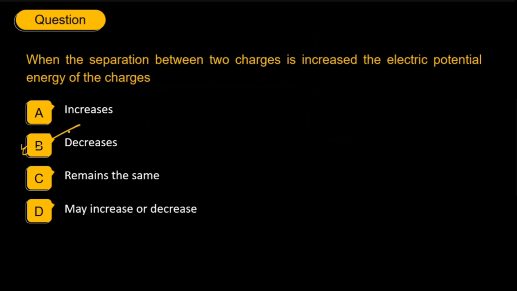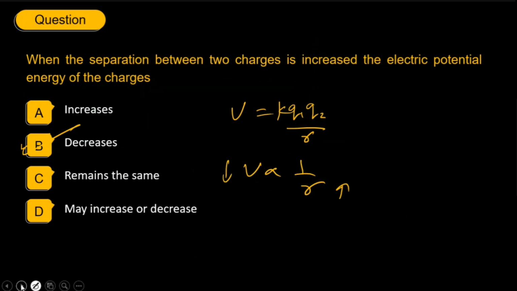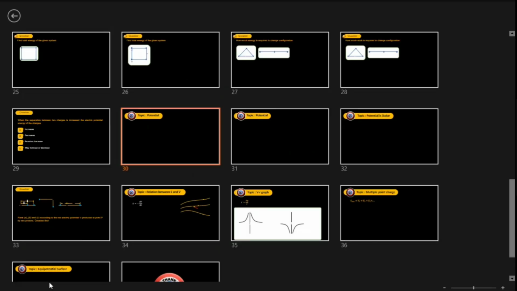Correct. What was the relation? K Q1 Q2 by R. So U is inversely proportional to R. So if R increases, U must decrease. Remember the relation.